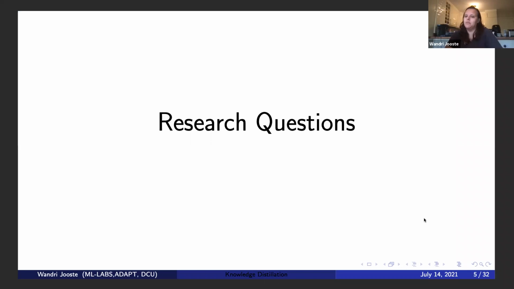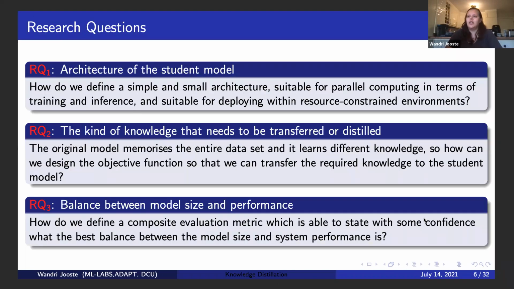So, my research questions. The first question is in terms of the architecture of the student model. How can we define a simple and small architecture suitable for parallel computing in terms of the training and inference, and that is suitable for deploying within resource constrained environments?